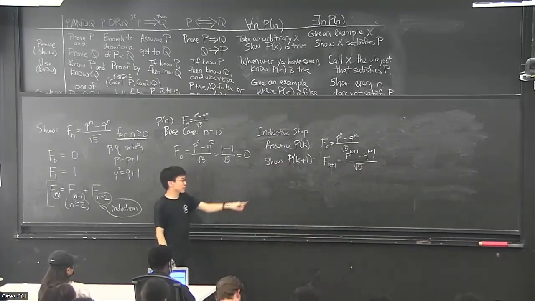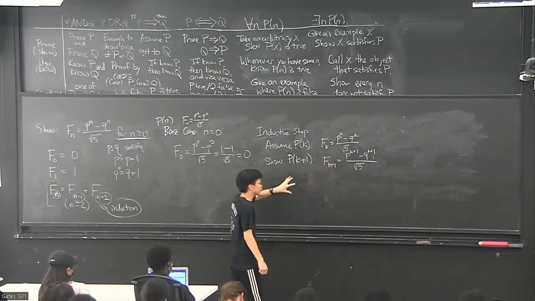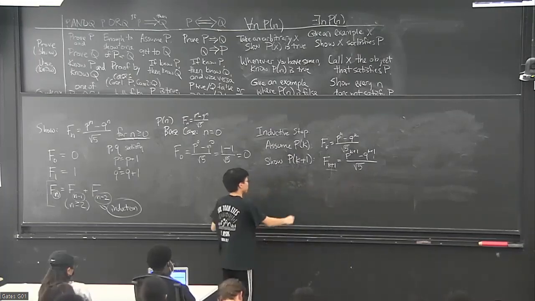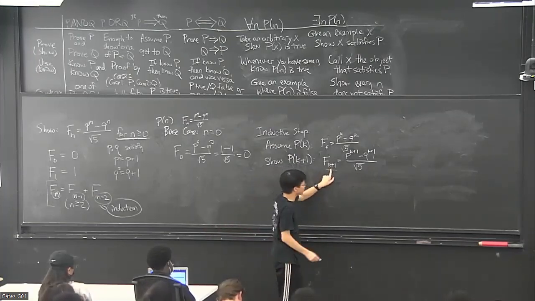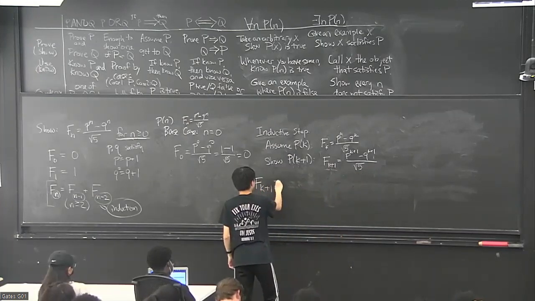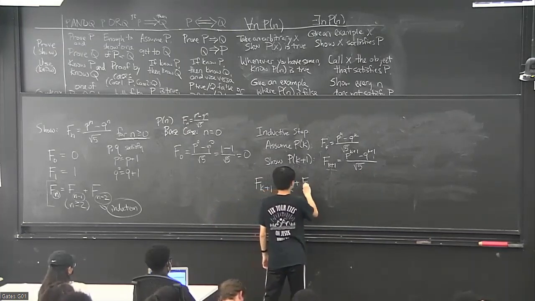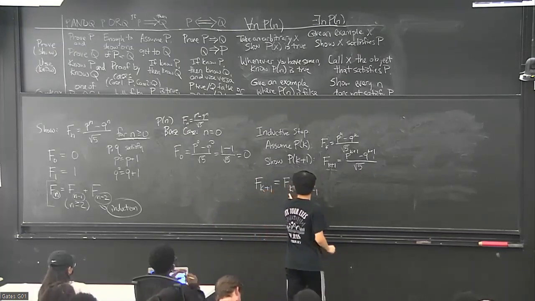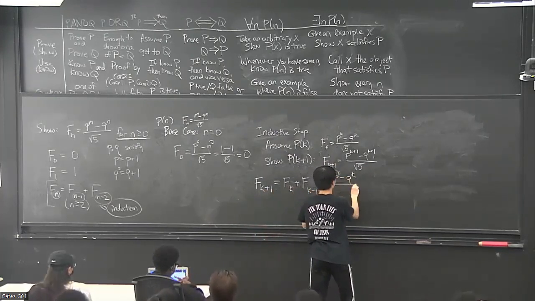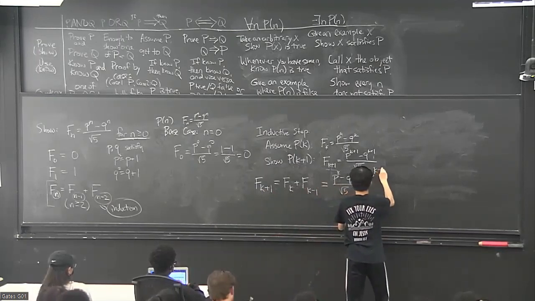To show something like this is the case, what you usually want to do is start from one side and do manipulations to get to the other. So here, we can start from this side and do manipulations to get here. F of k plus 1. What's f of k plus 1? Well, I'll use its definition. It's f of k plus f of k minus 1. What's f of k? Well, f of k is this. What's f of k minus 1? Just plug in k minus 1.